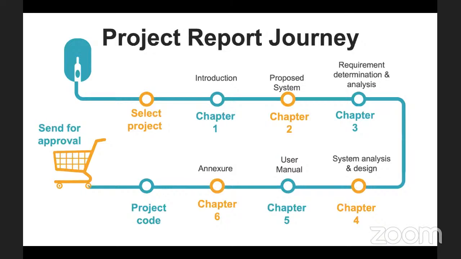Project report journey. First, you have to select your project. The first step is to select your project, which is allotted to you. The second step is the introduction, the second chapter, and the third chapter, the proposed system. In the introduction, it's not that you have to create only one page.